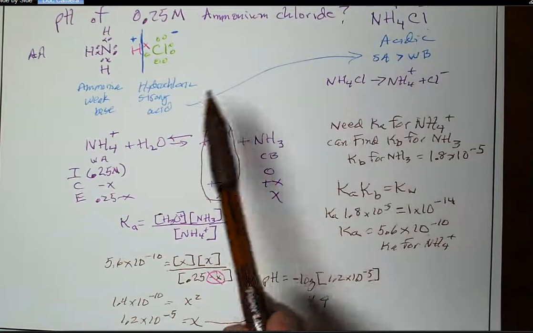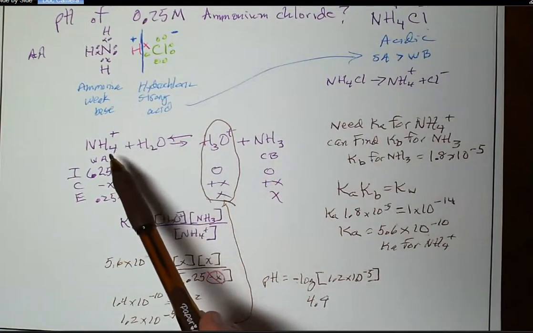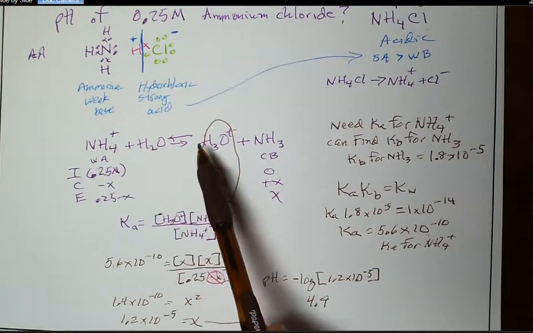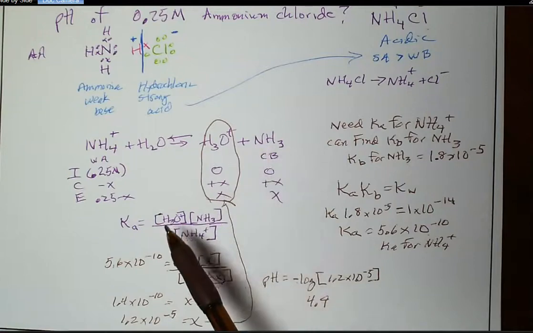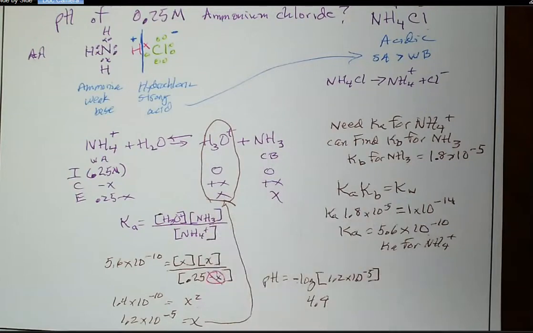And I'm like, okay, let's just go with this. So ammonium with water forms hydronium, and ammonia as the conjugate base. So there you go. That's that problem. That's a good one. And so you've now seen a couple of examples of finding the pH of a salt.